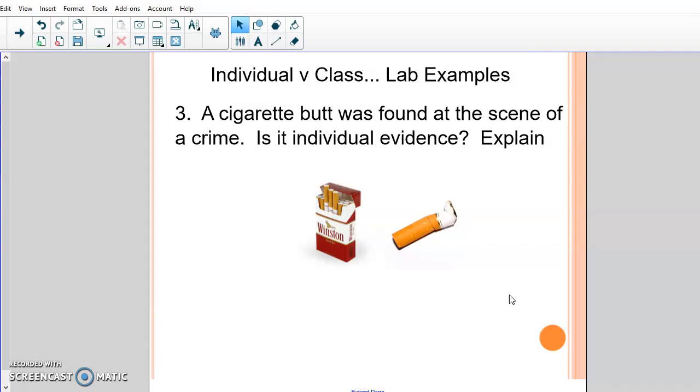Last one, a cigarette butt found at the scene of a crime. Is it individual evidence? I would say no. It's also class. You can determine the type of cigarette, probably, but that's about it. Again, don't say, well, we could pull DNA, because then the DNA itself is a different type of evidence. If I said the DNA on a cigarette butt, then you could say individual if you had a match back. But the cigarette itself would be class.